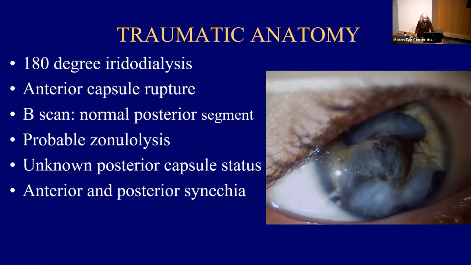This is what the eye looked like when it quieted down. You can see there's 180 degree iridodialysis, anterior capsule rupture. B scan was normal of the posterior segment. Probable zonulolysis, unknown posterior capsule status, anterior and posterior synechia. And so I'm going to show you our first surgery.